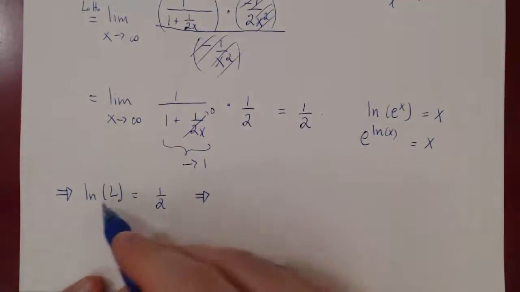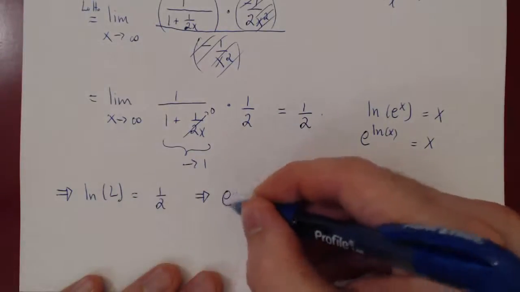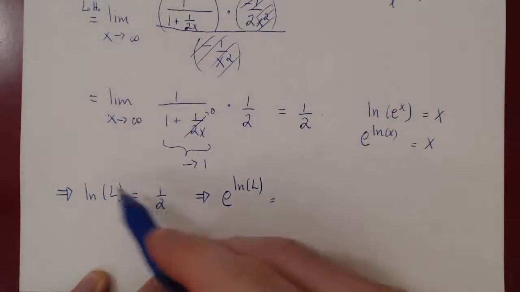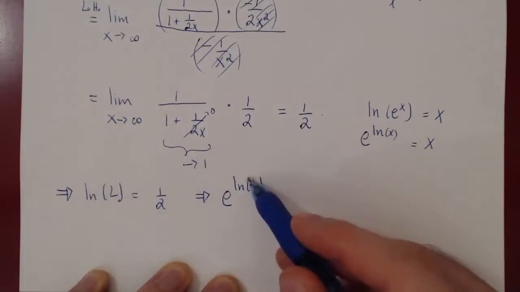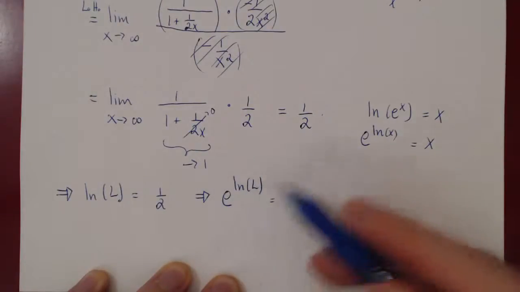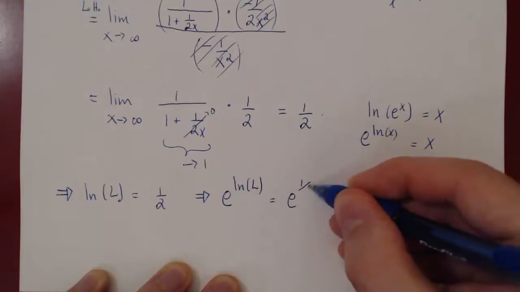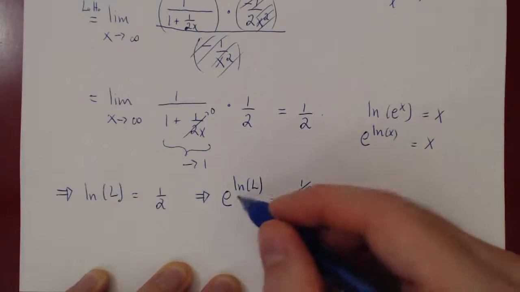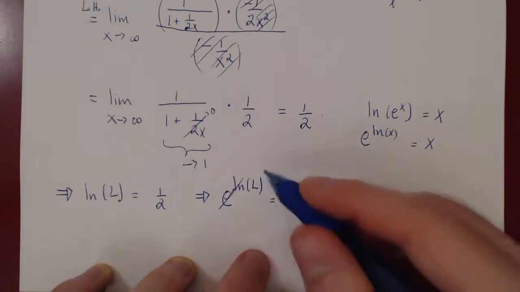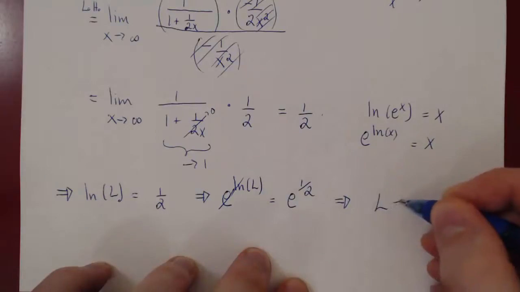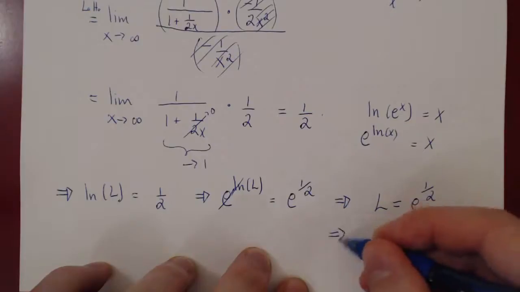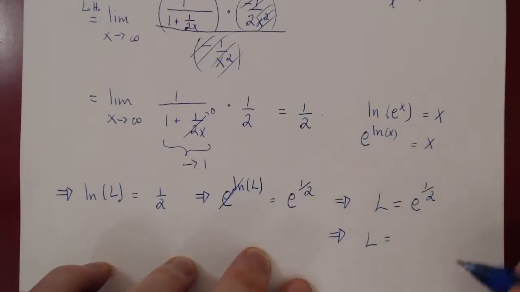Both sides are equal, so e to the left-hand side, so e to the ln of L equals, and now make the substitution. Ln of L we know is 1 half, so replace ln of L by 1 half, and you'll have e to the 1 half. Well, e is the inverse of ln, so e and ln cancel each other out, and you're left now with L, the limit, is actually e to the 1 half. If you want, you can write the power of 1 half as the square root, so the limit is the square root of the number e.